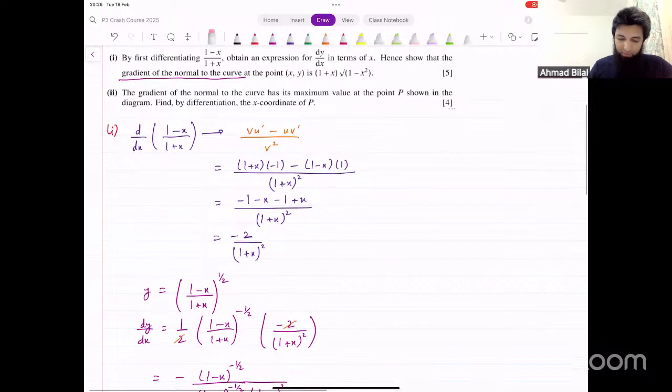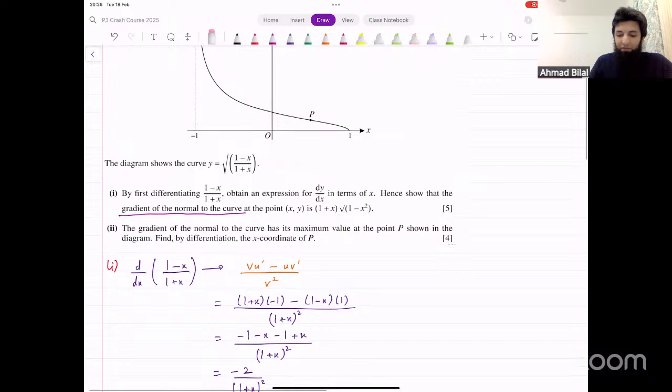So what were we doing? Part 2. Yeah. The gradient of the normal to the curve has its maximum value at the point P. Find by differentiation the x coordinate of P.